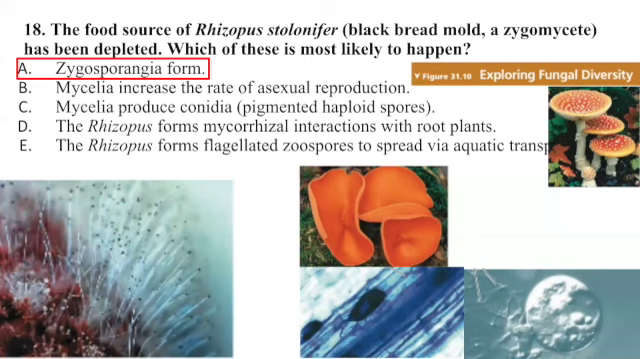B is incorrect because asexual reproduction occurs when conditions are favorable. We've talked about that before. C is incorrect because conidia are produced during asexual reproduction in Ascomycetes. D is incorrect because Rhizopus is commonly found on the surface of bread. It's not a mycorrhizal fungus. E is incorrect because the only fungi which have flagella are chytrids.